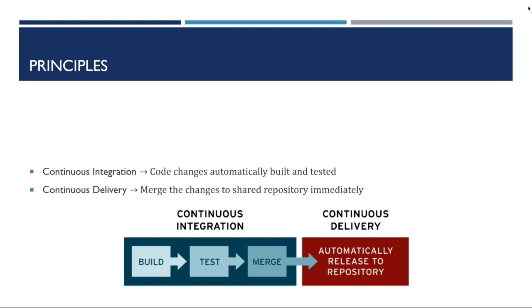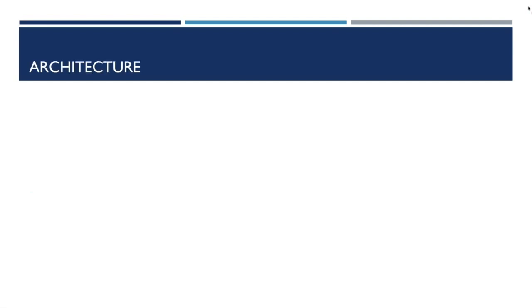What are the principles of CI/CD? Well, the first part, CI, stands for continuous integration. This means that all the code changes are being done, tested, and built automatically. And once they have been tested and built, then they are being merged. And then in the next part, the CD part, which means continuous delivery or deployment, the changes are being shared to a shared repository almost immediately, which of course speeds up the process.